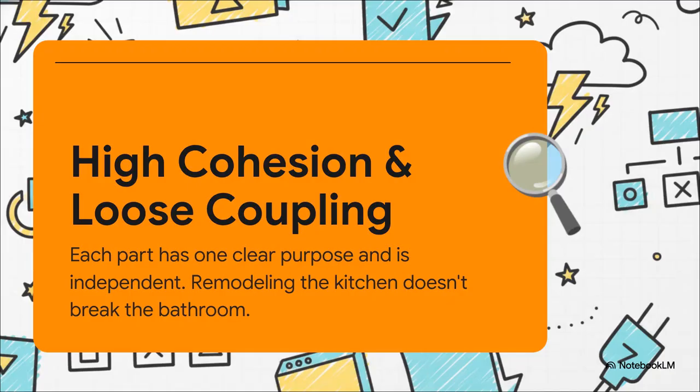So the solution, obviously, is a properly designed house. Every single room has one clear job. That's high cohesion. The kitchen is for cooking, the bedroom is for sleeping. Period. And the rooms are independent but connected. That's loose coupling. You can completely gut and remodel the kitchen, and it won't affect the bathroom plumbing at all. This is what we're aiming for when we write our code.